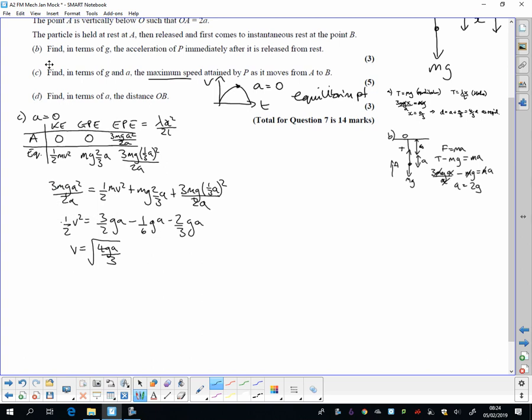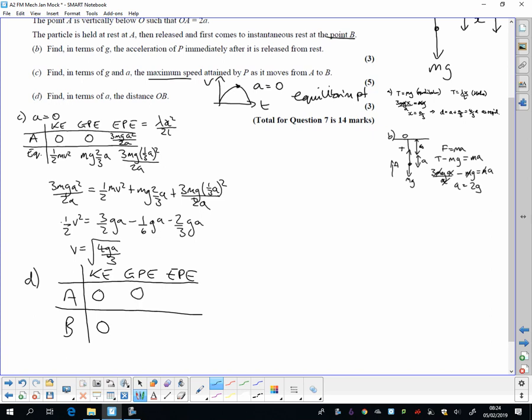In part D, we're now going to find the distance OB. Reading the information, B is the point at which it comes to instantaneous rest. We can again do this by thinking about energy. So A and B. What's going to happen here? We've got all our types again. At the start it had 0 speed, at the end it had 0 speed, so kinetic energy is out of the equation. At the start we set gravitational potential energy to be 0.